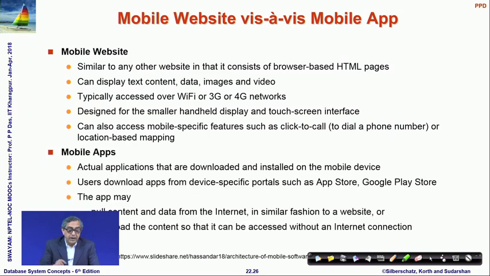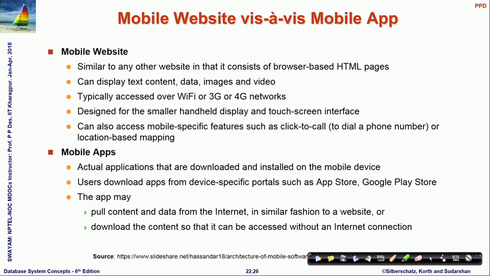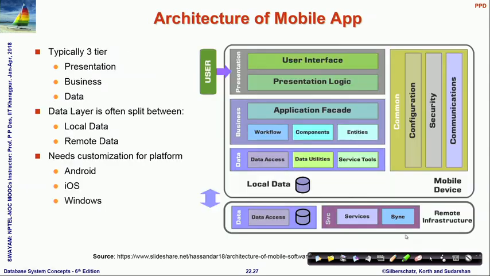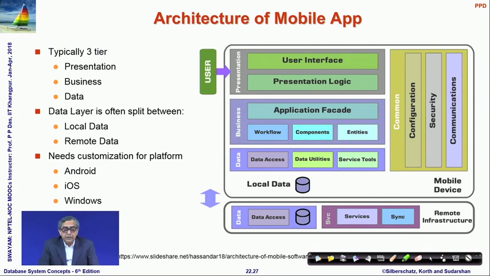In contrast to that, mobile apps are actually applications that are downloaded and run on the system. So, these are all different possibilities, and even though mobile website is also becoming popular, certainly mobile apps are very common in terms of a majority of critical applications of databases that we have. So, this is the typical architecture of a mobile app. As you can see again here, you have the 3 layers: presentation, business and data.